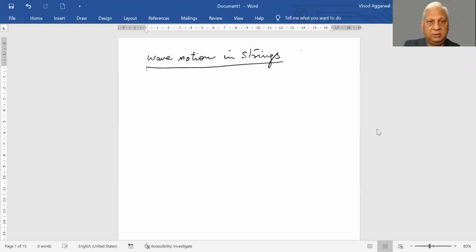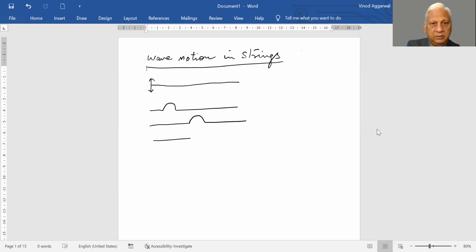You might have experience if you take a long rope and snap it up and down once, then what happens? A ripple is created. And even if you don't do anything more, with passage of time you will see this ripple progressing. You're not doing anything. This ripple is just progressing in this direction.